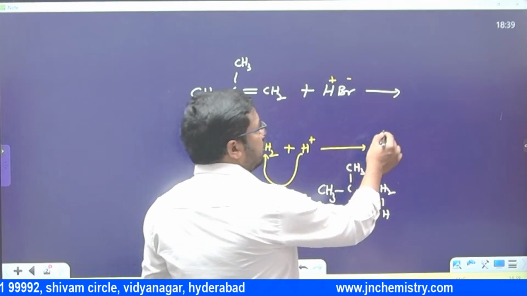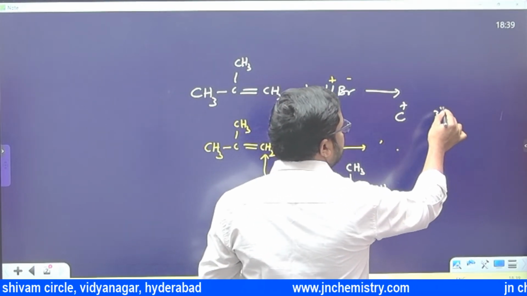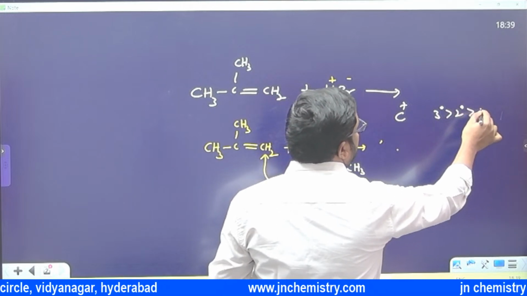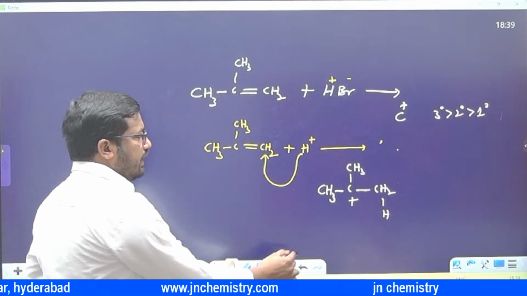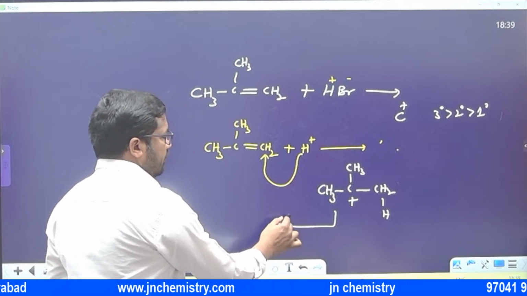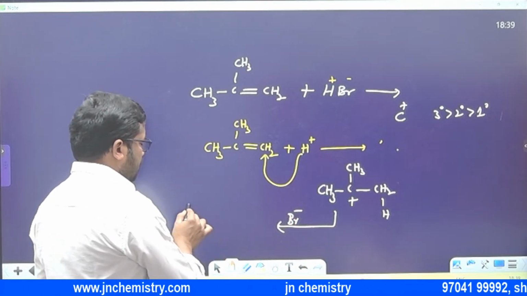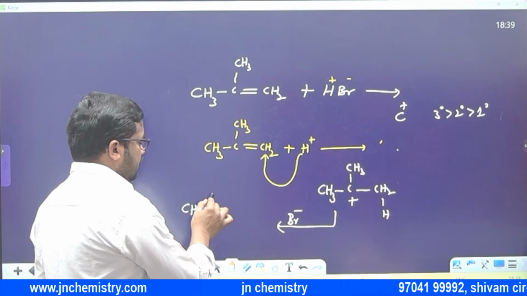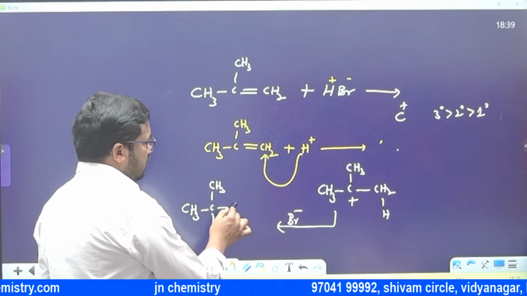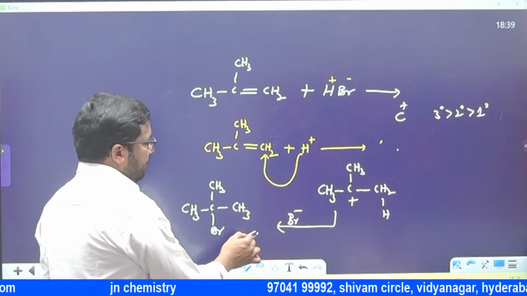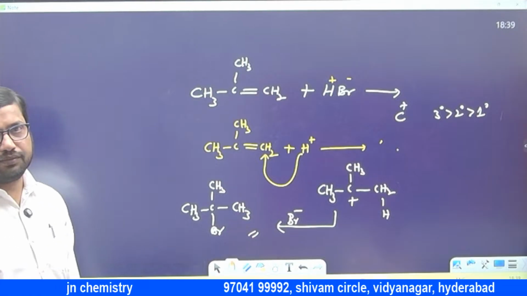Last class I told you, carbocation stability: 3 degree is greater than 2 degree, then 1 degree. Right, Nana? So then Br minus comes and attacks over here, giving (CH3)3CBr. This is the final product. Write it down.